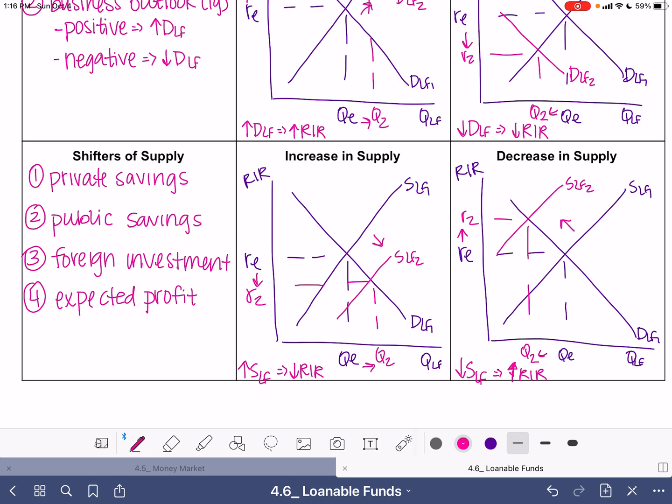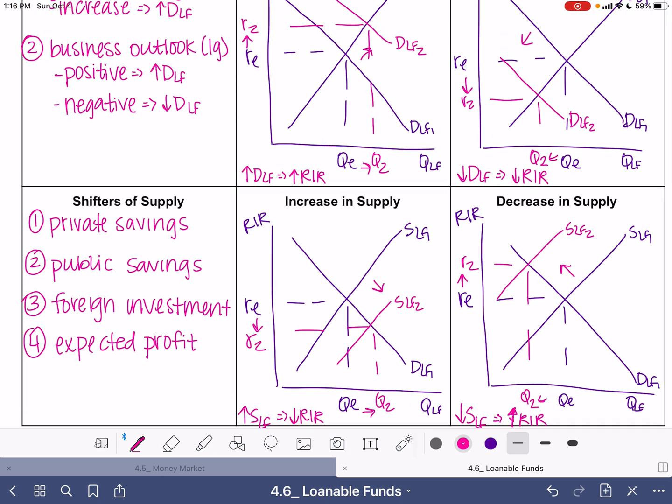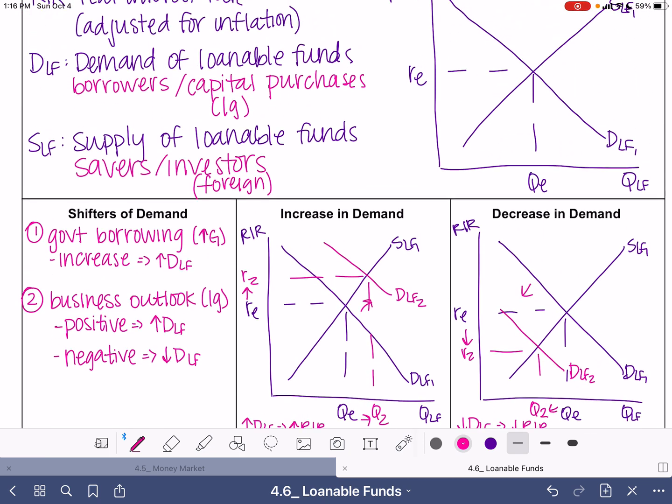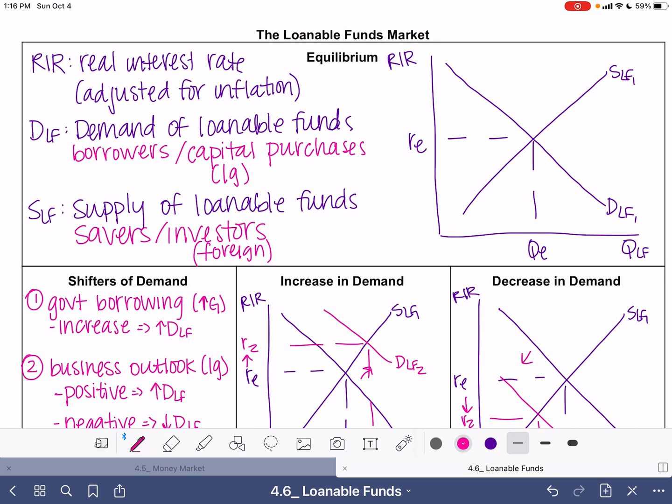So we'll do some more practice with loanable funds in class, but this is a great starting point, looking at our shifters of the demand and supply of loanable funds, and then of course learning to draw our market.